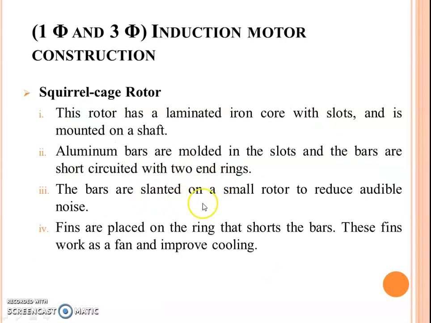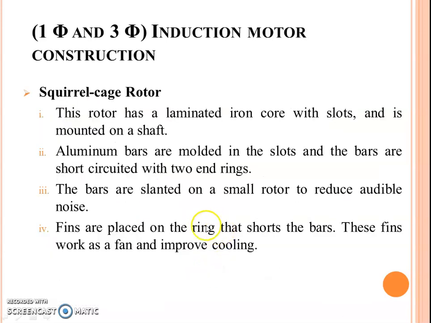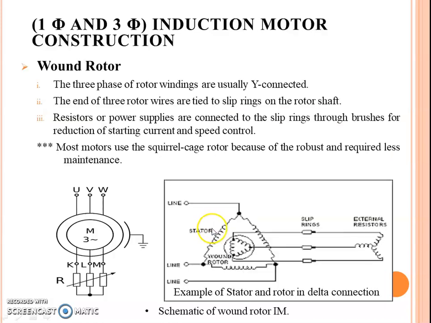The bars are slanted on a small rotor to reduce audible noise. We skew the bars a little so that we don't get what's called a hiccup on the motor when it runs. The fins are placed on the ring that shorts the bars. This fin works as a fan to improve cooling. So at the end of the bar we have a fin, made like a fan to circulate the air within the rotor, such that the heat generated within the system is dispersed to the ambient.